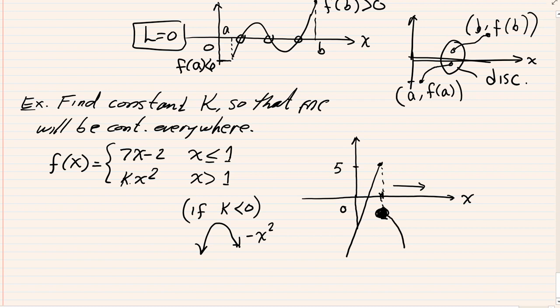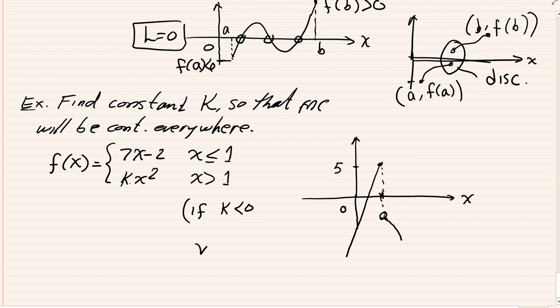Now notice, if k is negative, this is what's going to happen, isn't it? And at 1 we actually have an open circle, right? It's going to look like that. Well, it looks like a jump discontinuity from here to here. That's a jump discontinuity. Okay, so k cannot be negative. I'm just trying to justify that k cannot be negative.